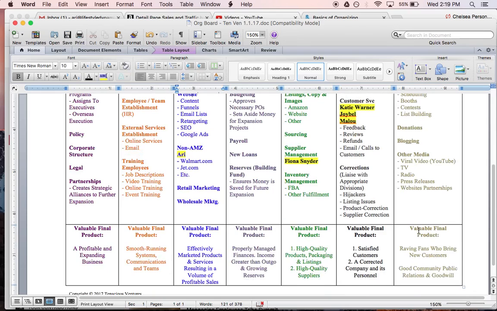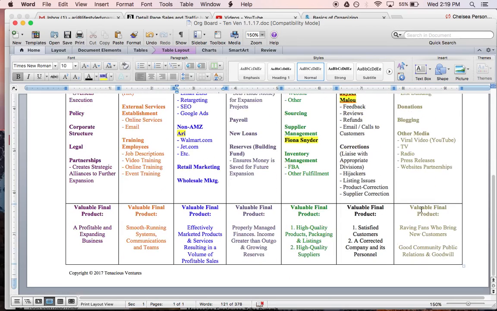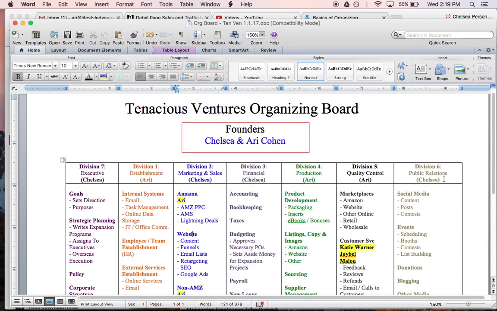Let's look at the VFP of Division 6. Raving fans who bring new customers. I couldn't have said it better myself. Oh wait, I did say it myself because I wrote it. Sorry, I'm a little proud of this. So their VFP is raving fans who bring in new customers, and also good community public relations and goodwill. So we want happy customers who bring new customers back, and we also want the community to think highly of us, right? And that's their job.